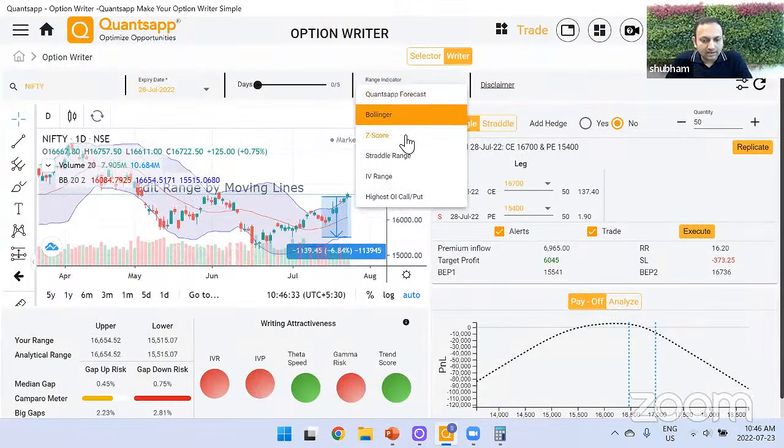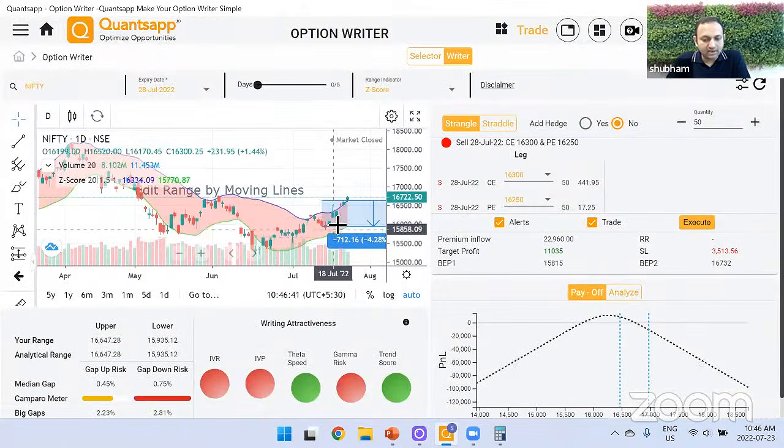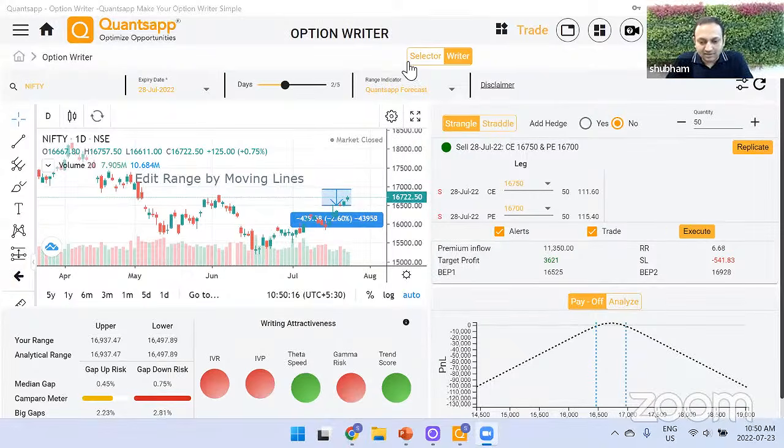If I want to use other tools, I can use something like a Z-score also. So if you know what a Z-score is, you can put the upper multiplier, the lower multiplier, and the moment you save it, it will create a Z-score for you. The internet got disconnected on my system.